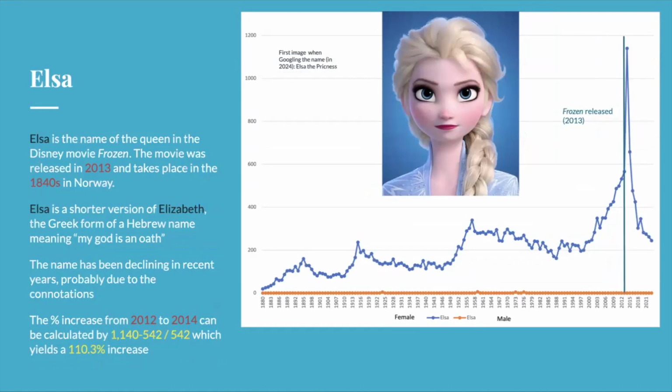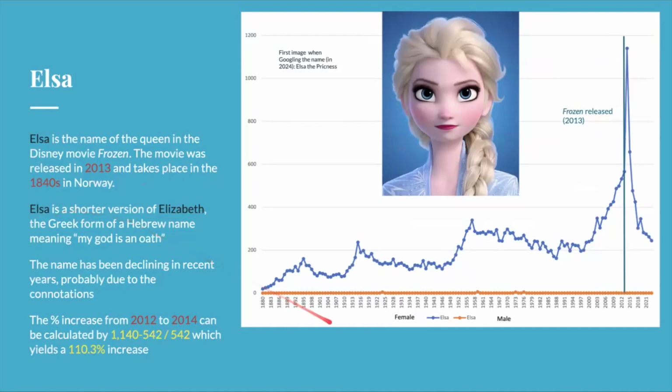So obviously, Elsa is the name of the queen in the Disney movie Frozen. The movie was released in 2013 and takes place in the 1840s in Norway. So Elsa is a shorter version of Elizabeth. Technically, it's a shorter version of Elizabeth with an S instead of a Z. But Elizabeth and Elizabeth are like the same name, pretty much. It's the Greek form of a Hebrew name, meaning my God is an oath.